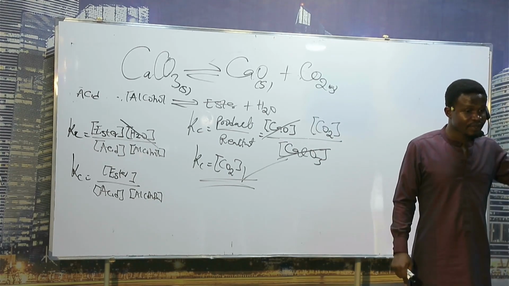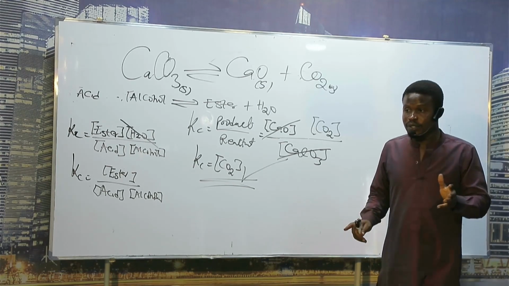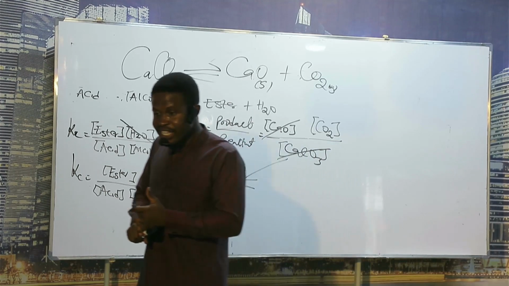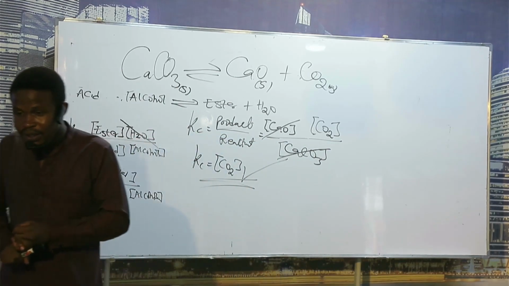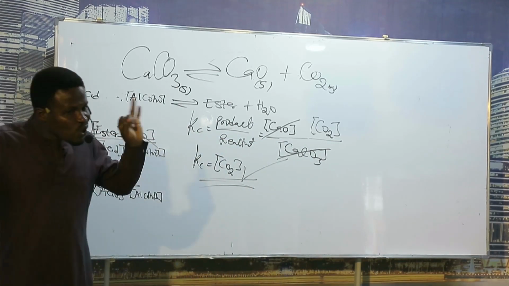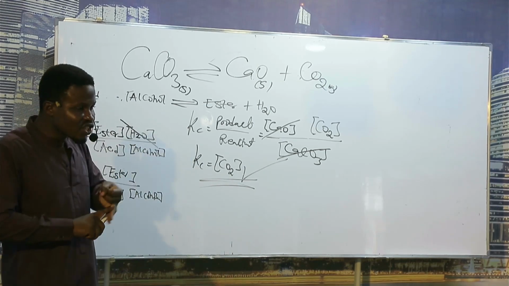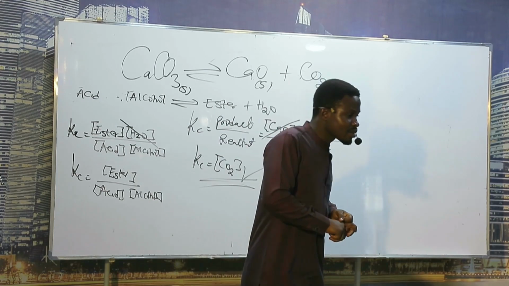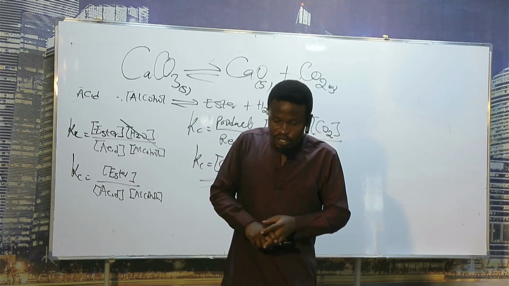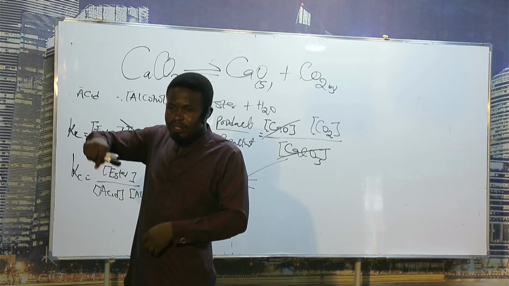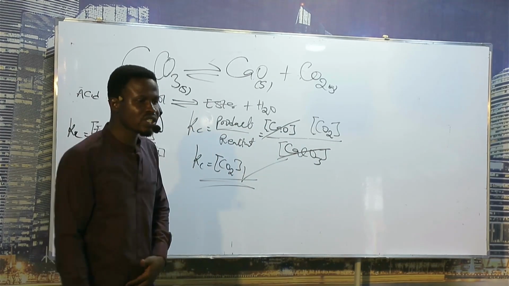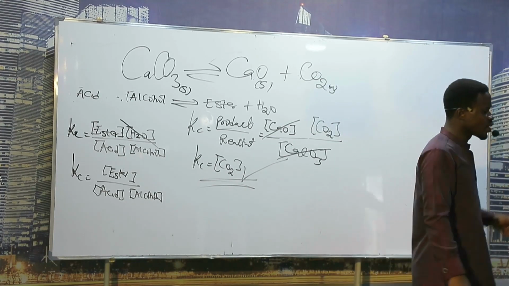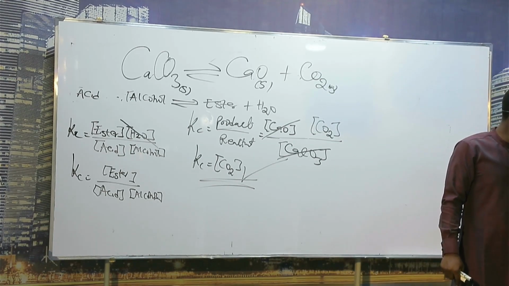Alright, number one is what? It is constant at a given temperature. Number two, its value does not depend on the initial concentration. The next one, its value depends on the concentration at equilibrium.